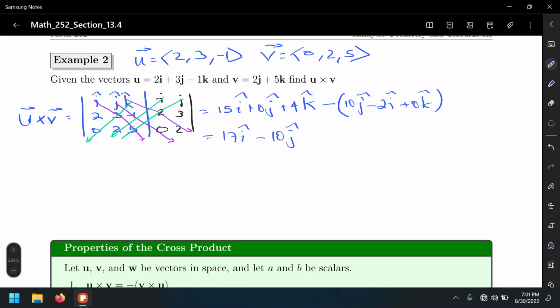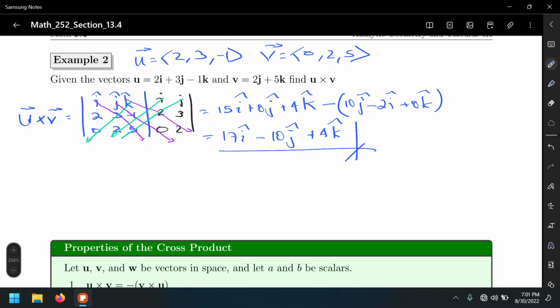And last but not least, 4k minus 0k, that's plus 4k. All right, and that's our cross product. Of course, if you feel comfortable doing the expansion by minors, that's fine, if that's something you learned before in pre-calculus or you've seen this before. But I can offer this.